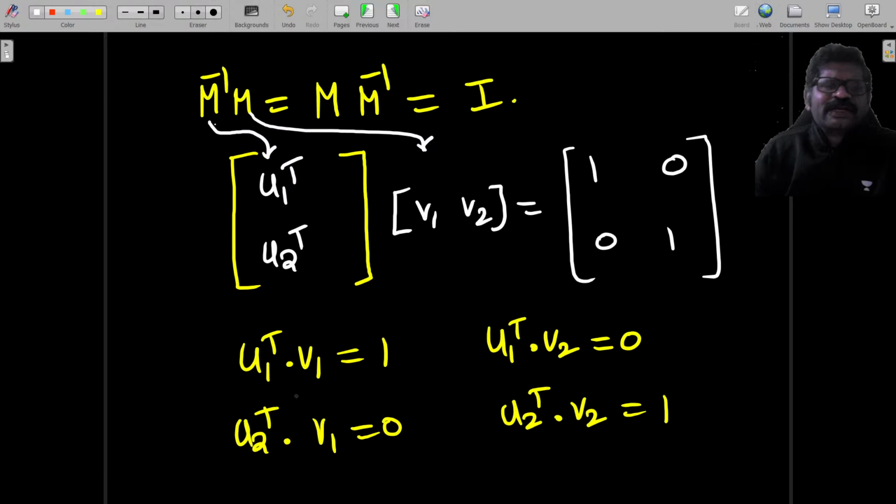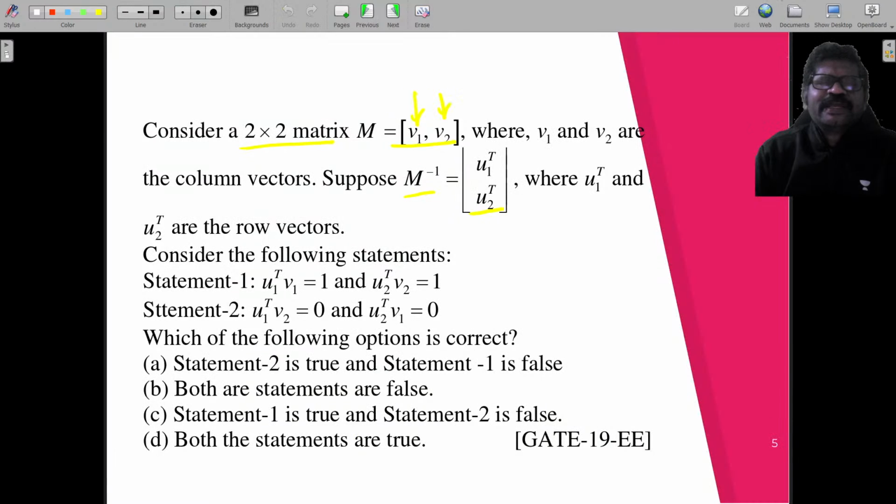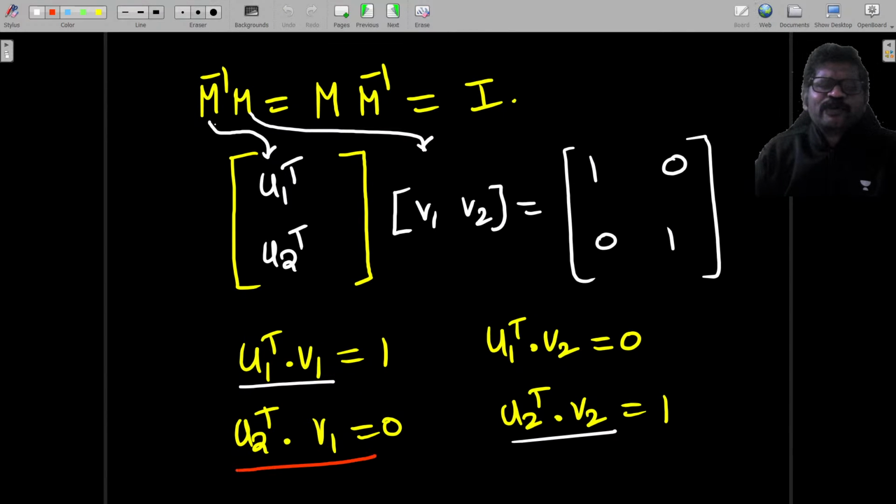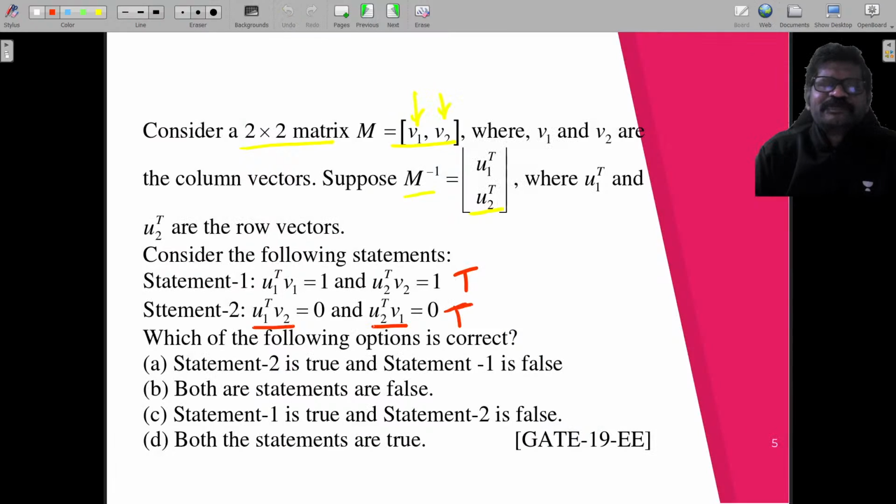If you look at the result, U1 V1 and U2 V2, in these two cases you got 1. That's why statement 1 is true. U1 V2 and U2 V1, you will get 0. This is also true because you got 0. U2 transpose dot V1 and U1 transpose dot V2 are also 0. That's why both are correct in this problem. Both the statements are true in this problem. Last option is correct.